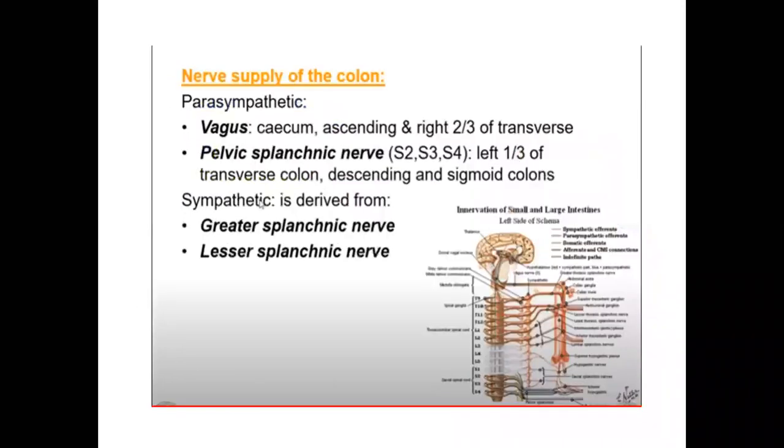Then we have the nerve supply of the colon. It is supplied by the sympathetic nerves, that is the greater and the lesser splanchnic nerves, while the parasympathetic supply is from both the vagus nerve as well as the pelvic splanchnic nerves. The vagus nerve supplies the cecum, the ascending colon, and the right 2/3 of the transverse colon. And then the pelvic splanchnic nerves supply the remaining 1/3 of the transverse colon, which is not supplied by the vagus nerve. We have the descending colon and then the sigmoid colon.